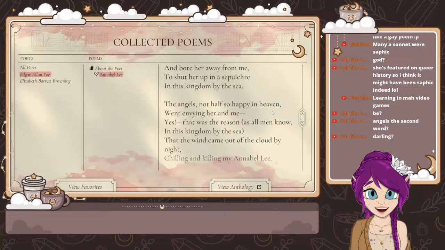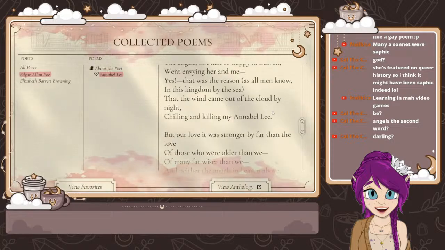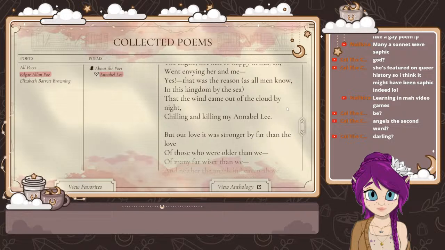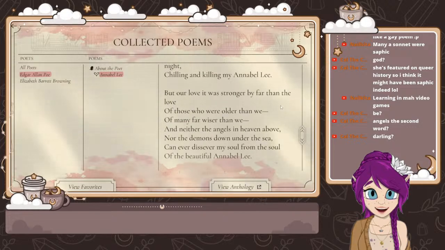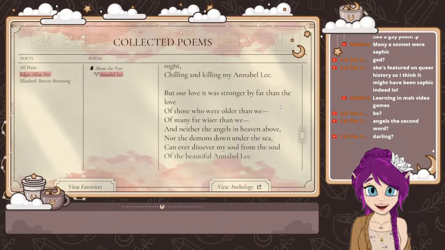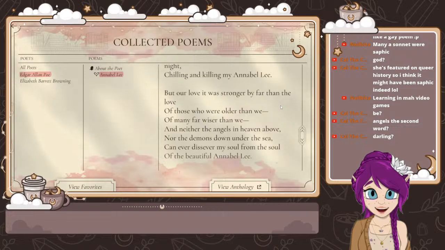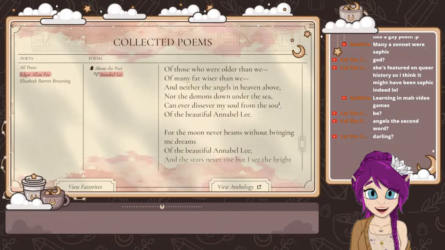The angels, not half so happy in heaven, went envying her and me. Yes, that was the reason, as all men know, in this kingdom by the sea, that the wind came out of the cloud by night, chilling and killing my Annabel Lee. But our love was stronger by far than the love of those who were older than we, of many far wiser than we, and neither the angels in heaven above nor the demons down under the sea can ever dissever my soul from the soul of my beautiful Annabel Lee.